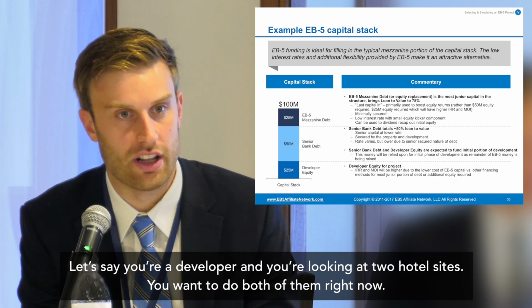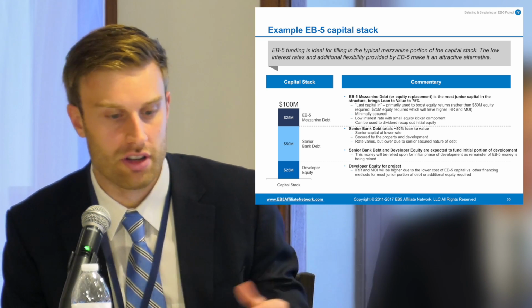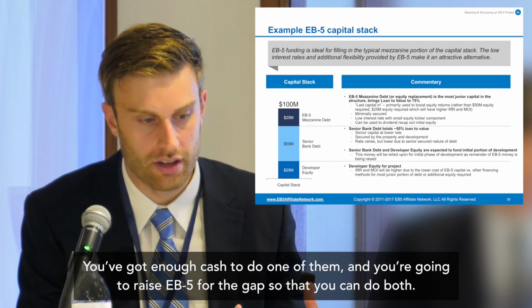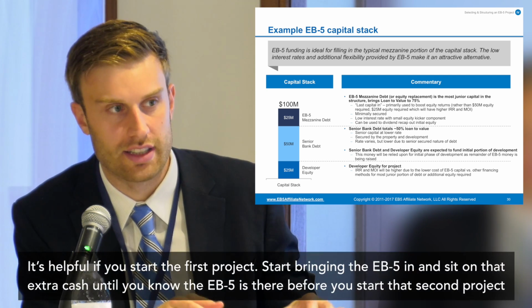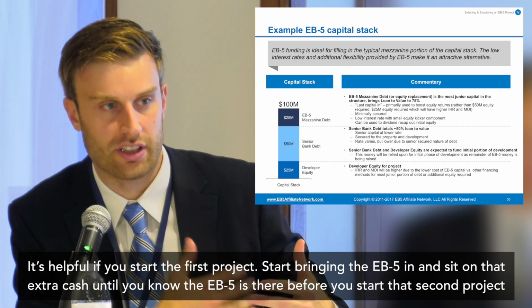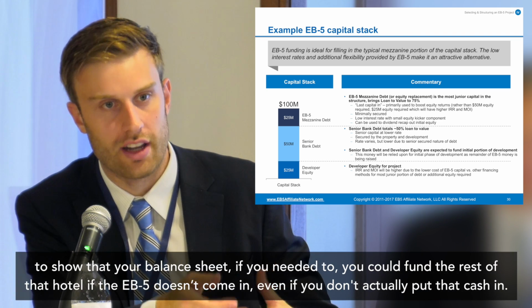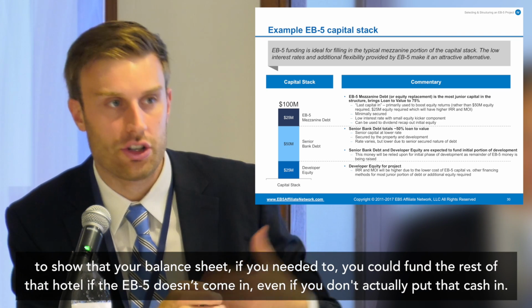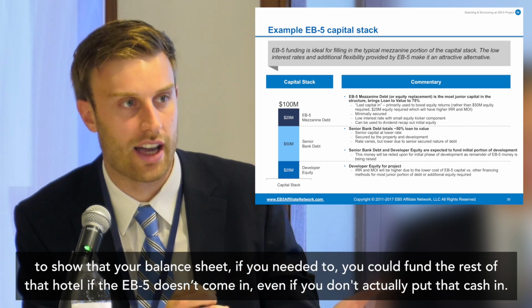Let's say you're a developer and you're looking at 2 hotel sites. You want to do both of them right now. You've got enough cash to do one of them, and you're going to raise EB-5 for the gap on both so that you can do both. It's helpful if you start the first project, start bringing the EB-5 in, and sit on that extra cash until you know the EB-5 is there before you start that second project, to show that on your balance sheet, if you needed to, you could fund the rest of that hotel if the EB-5 doesn't come in, even if you don't actually put that cash in.